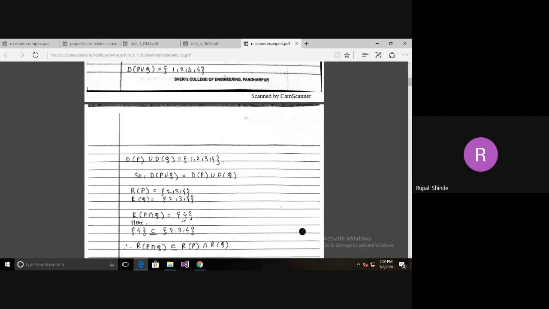Range of P is 2, 3, 4 and range of Q is again 2, 3, 4. So if you take the intersection between these two, you will get the answer as 2, 3, 4, because all the elements are common between these two. The value for range of P intersection Q is the set {4}, and the value for range of P intersection range of Q is the set {2, 3, 4}. So here we can directly say that {4} is a subset of the set {2, 3, 4}.